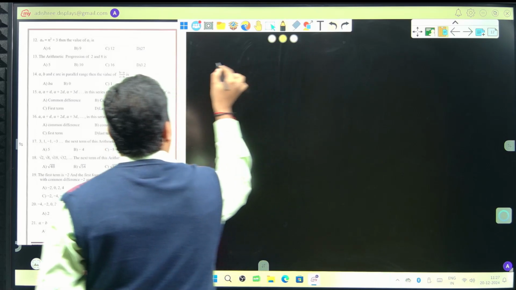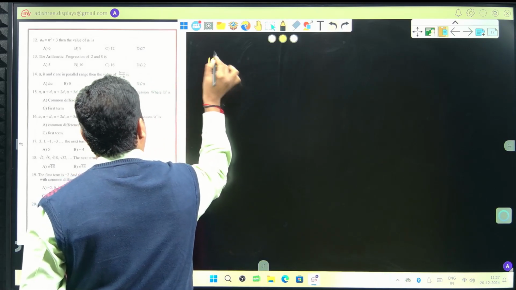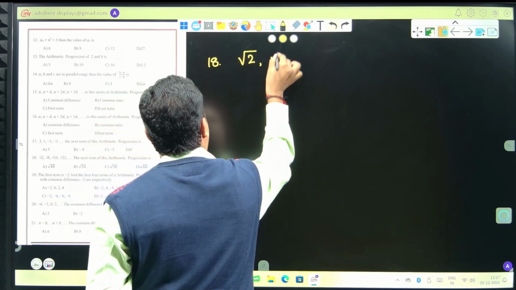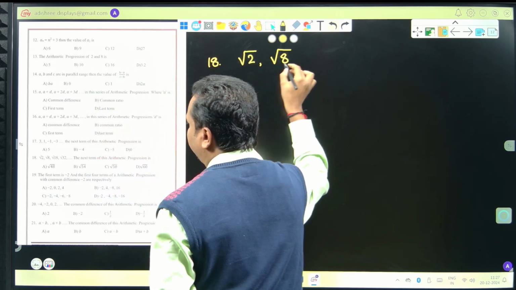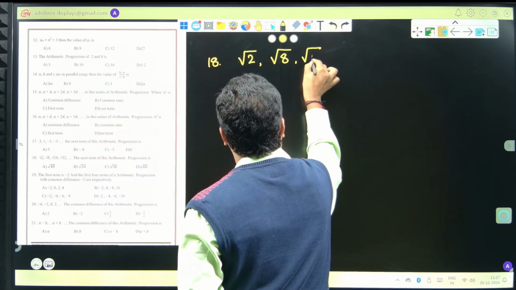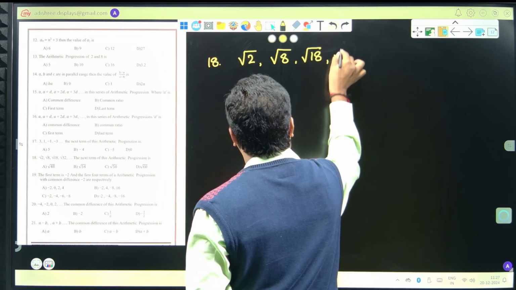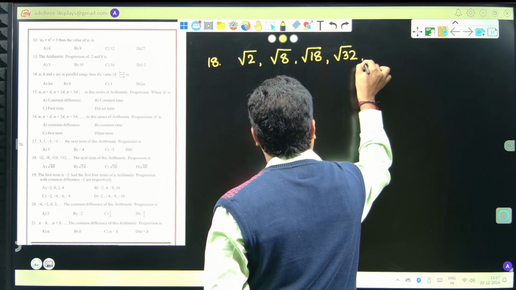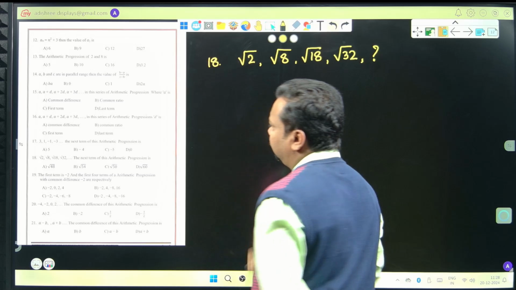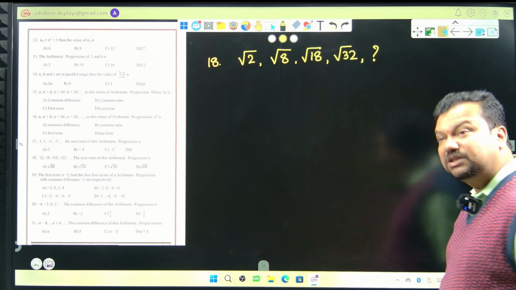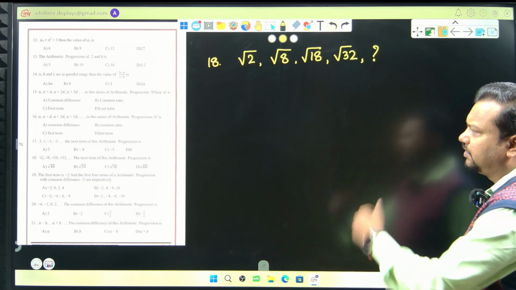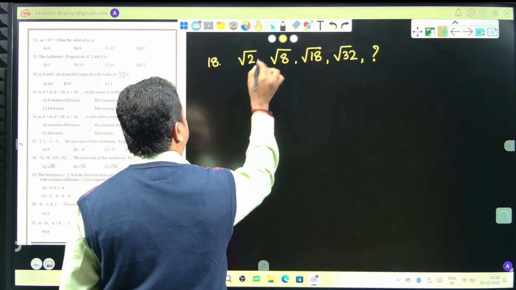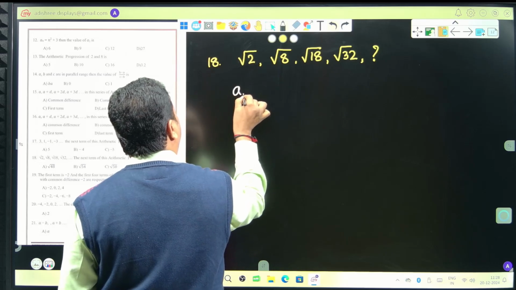Question number 18. Root 2, root 8, root 18, root 32. What is the next term of this arithmetic progression? Let us understand once again. What is the value of A or A1? Root 2, or 2 to the power 1/2.